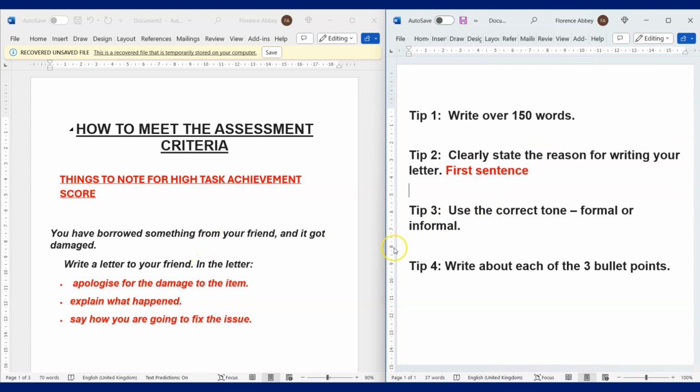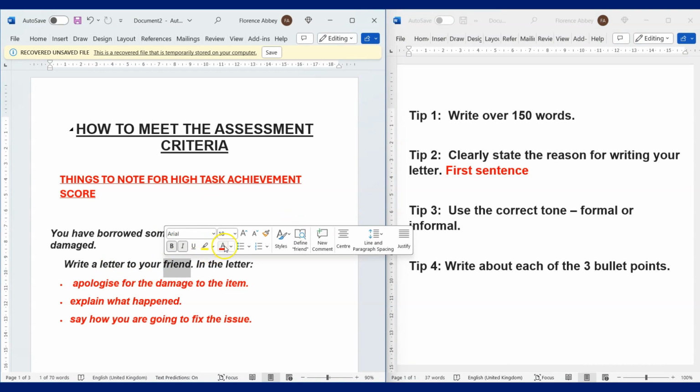Another thing that you should note to achieve a high score is to make sure you use the correct tone in your writing. That is, you have to let the examiner know that you understand that this letter is either a formal writing or an informal writing. Ask yourself, who am I writing to?